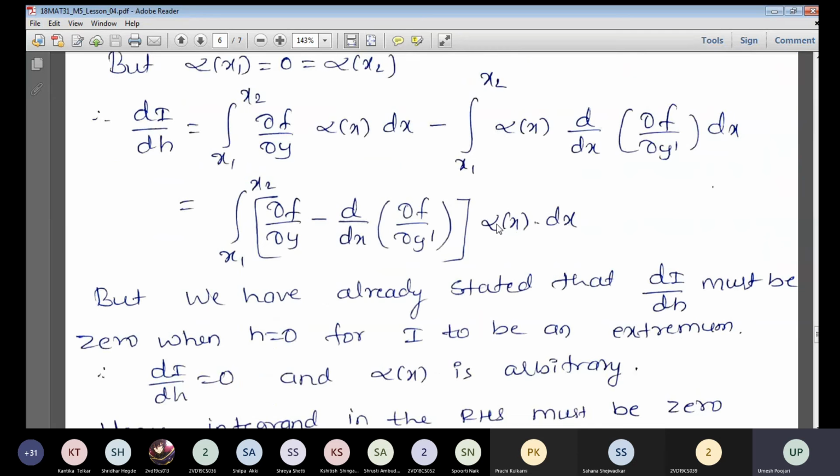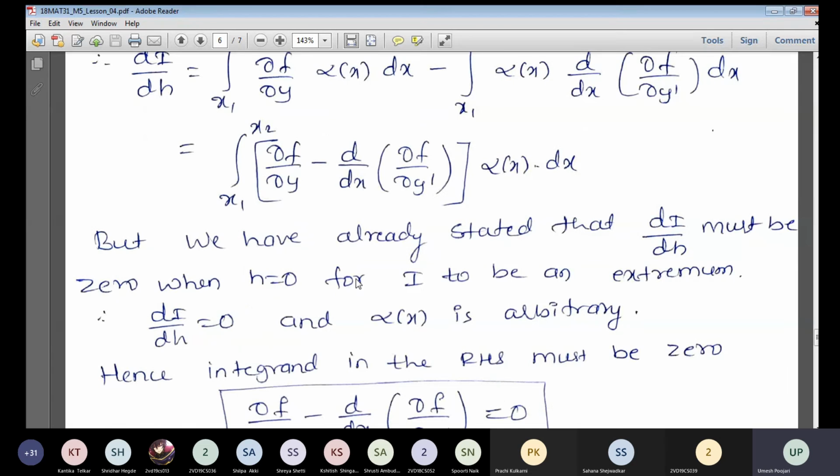If we combine, we get alpha x dx as common. So inside the bracket we get dou f by dou y minus d by dx of dou f by dou y dash. The left hand side is dI by dh. But according to our assumption, dI by dh should be 0 to attain I as an extremum. So if you take this term as 0, this term is 0 only when alpha x is 0 or dou f by dou y minus d by dx of dou f by dou y dash is 0.